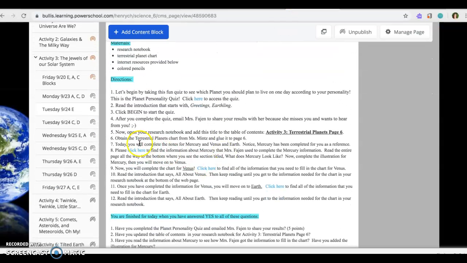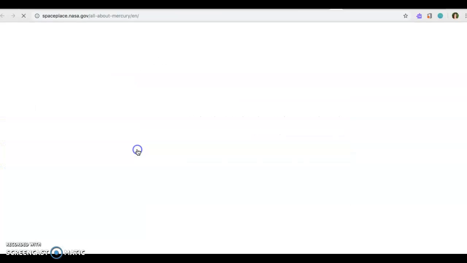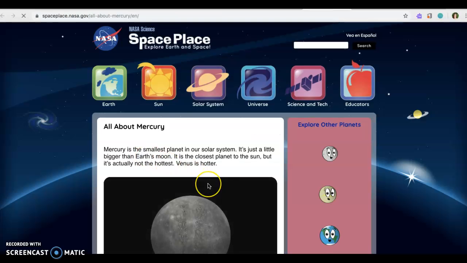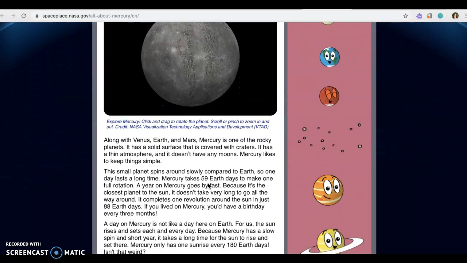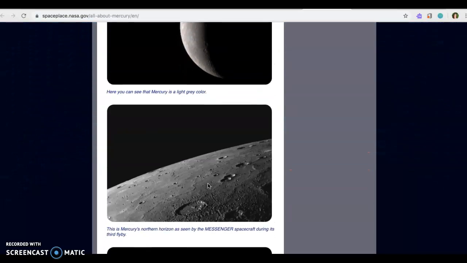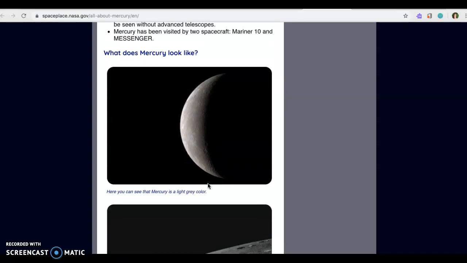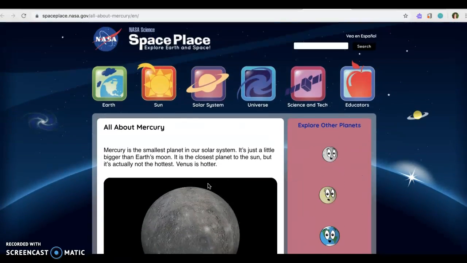So, after you have obtained the chart from your substitute, includes page 6, I am going to ask you to click here to find the information for Mercury. Now, I have already done Mercury for you in your chart. The only thing I did not do was the sketch, or the illustration. I'm going to ask you to do that before you move on to Venus.